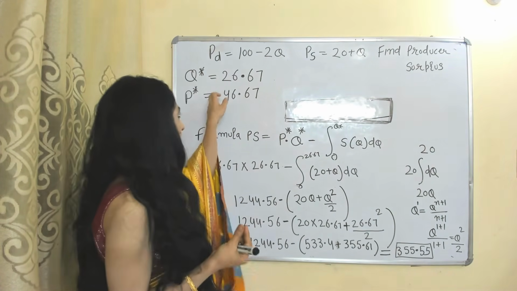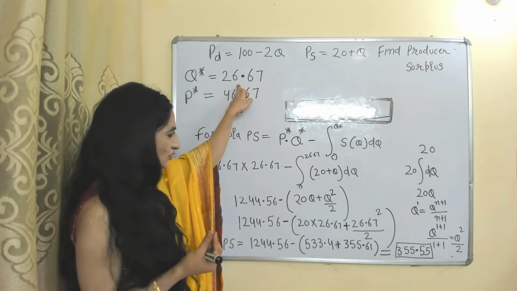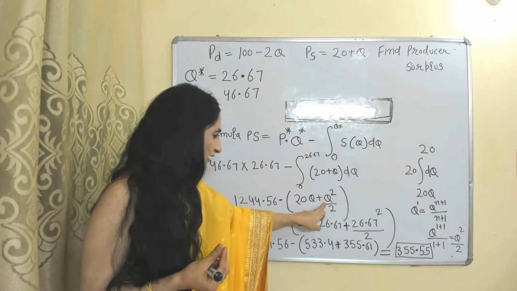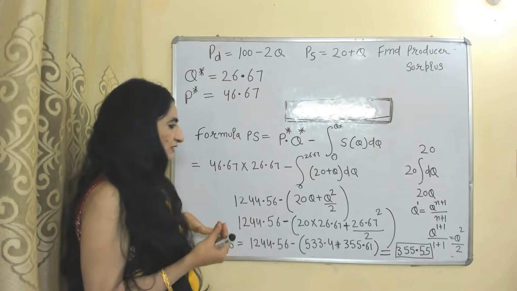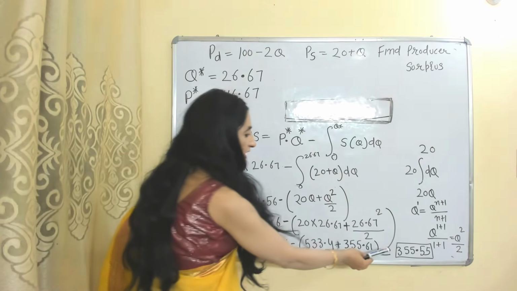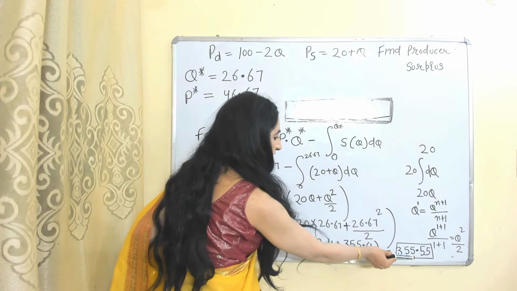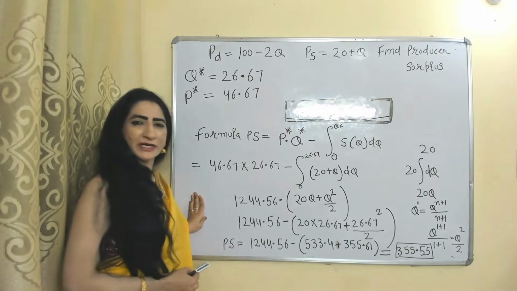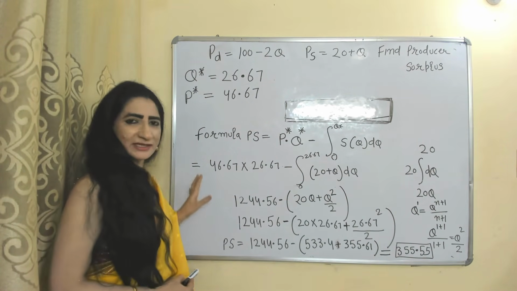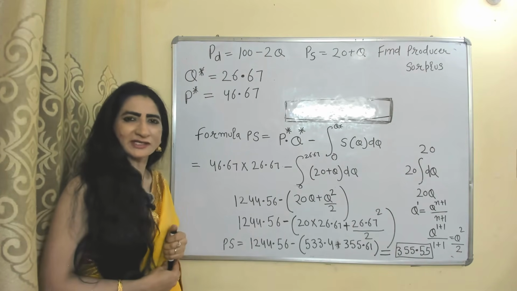Now we will put the value of q. This is the value of q. We will put it here and here, and solve this. After solving, our answer will be 355.55, and this is called our producer surplus. So this way we can find out the producer surplus.